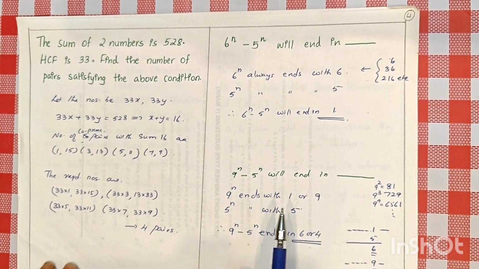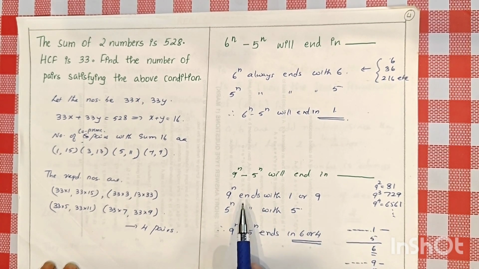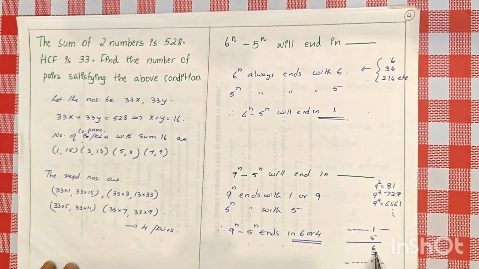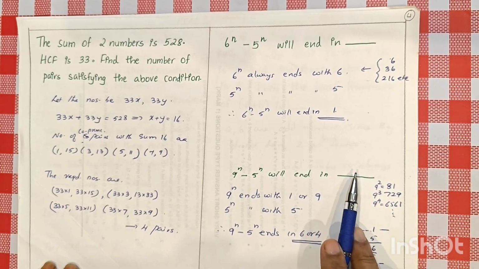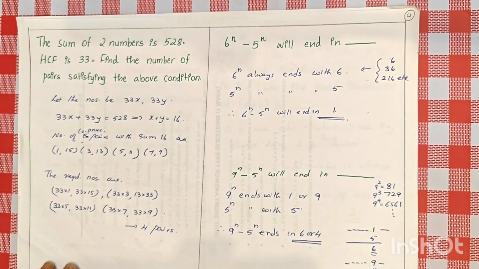5 to the power of n will end with 5. So when you subtract, if it is ending with 1, then minus 5, your unit place value will be 6. And if it is 9 and 5, then it will be 4. So it will be ending with either 6 or 4.